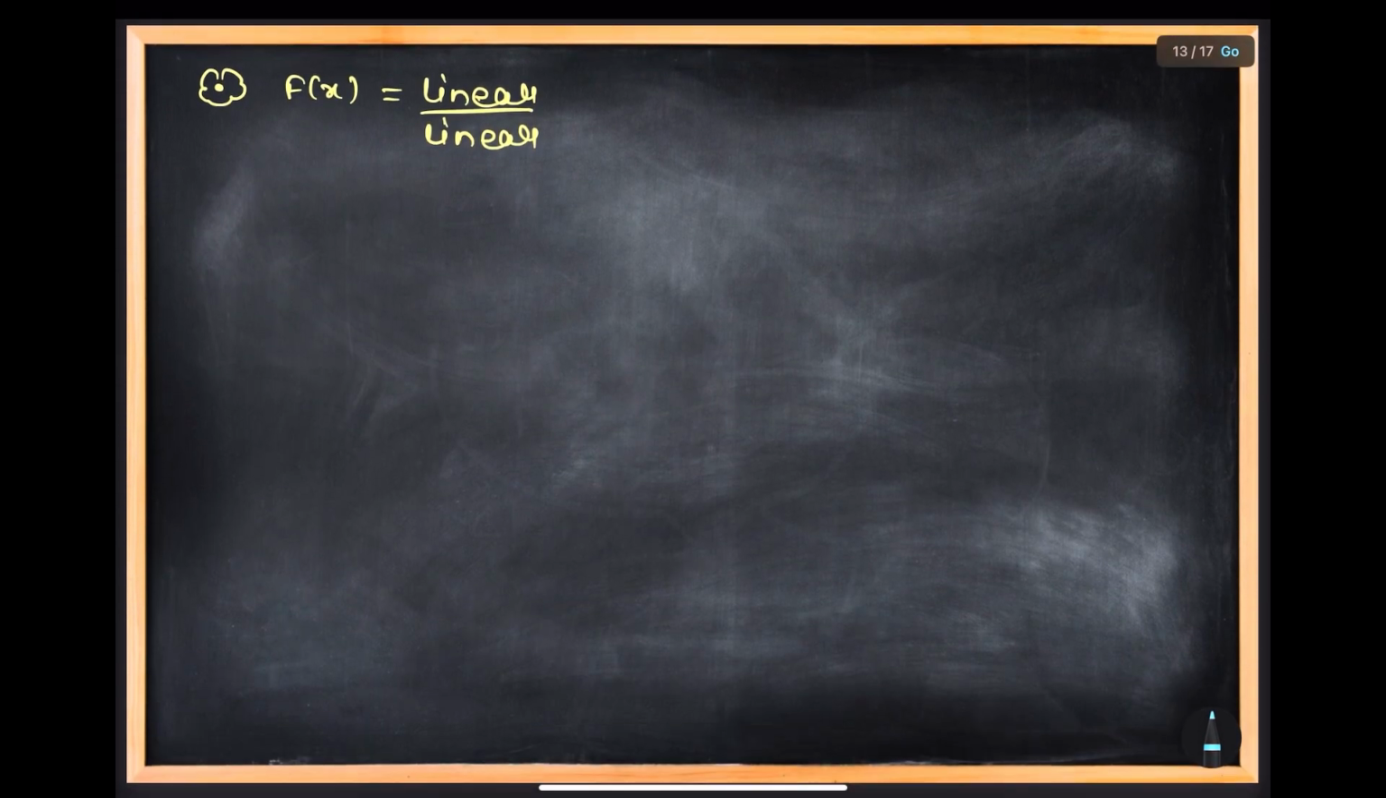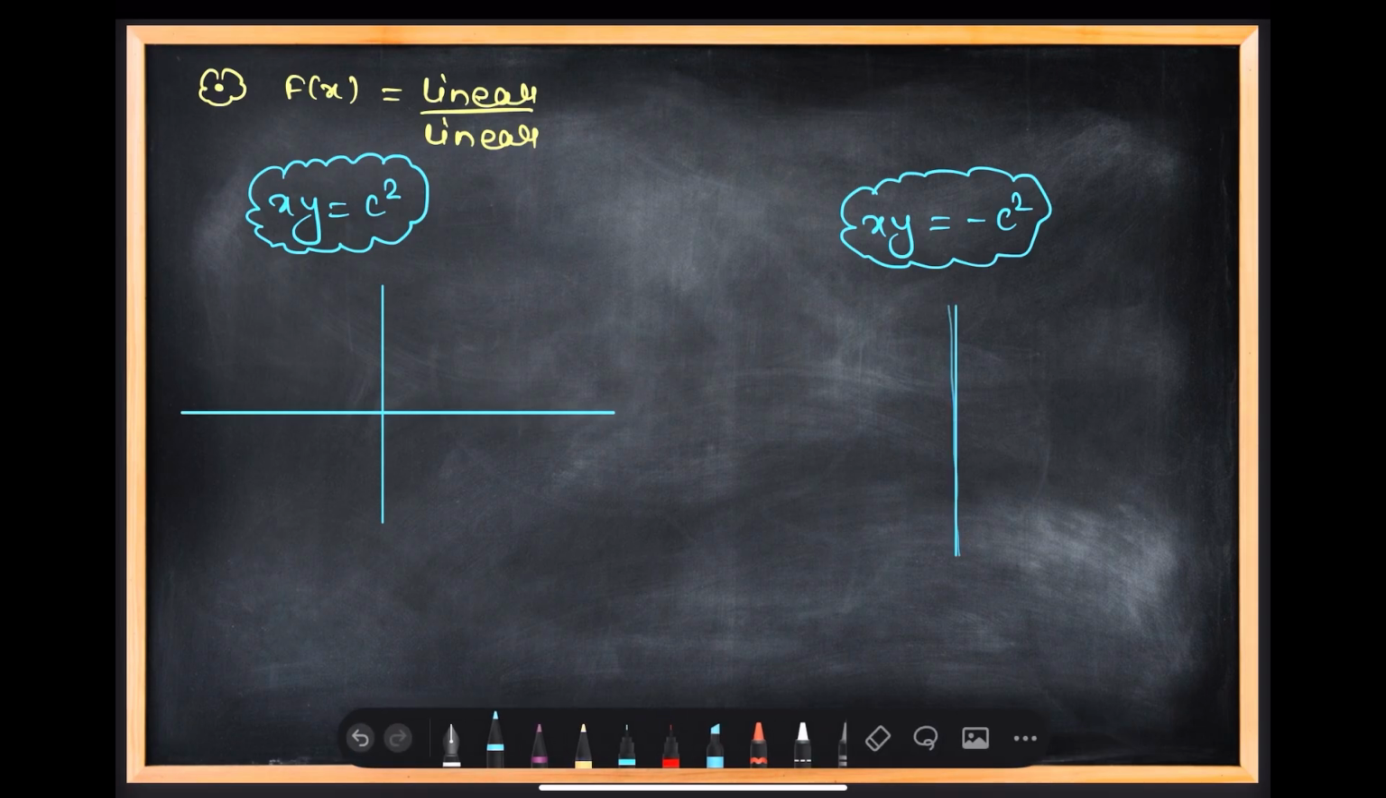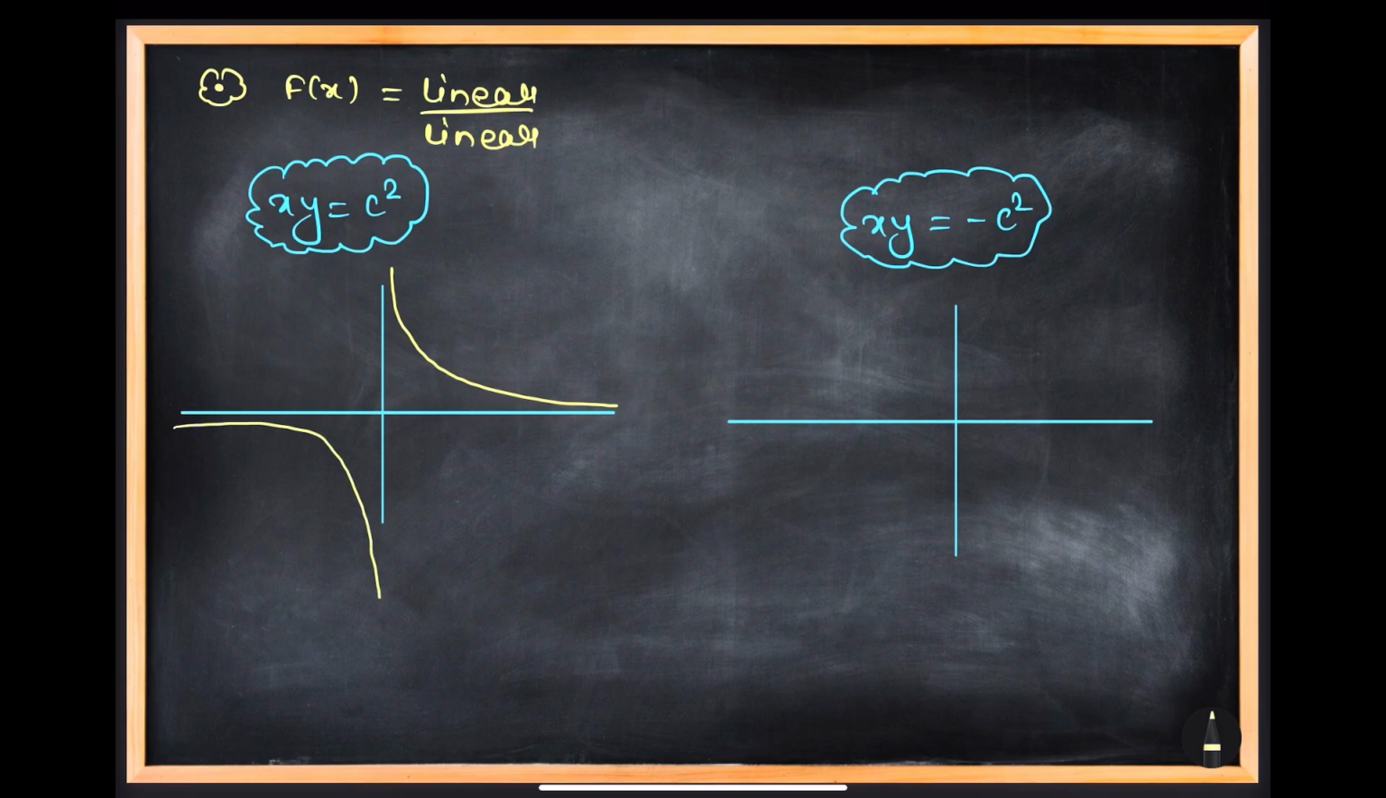So we have linear by linear. Suppose you have a question which has a linear function in the numerator and a linear function in the denominator. How will you respond? You can convert your question into xy equals c square, or you will create xy equals minus c square. You have to create this situation by doing some manipulations. If you create xy equals c square, your graph will look like this. You will have a graph in quadrant 1 and quadrant 3. So this is the graph of linear by linear. For the time being, memorize it, later I'll make you comfortable. This is the graph.